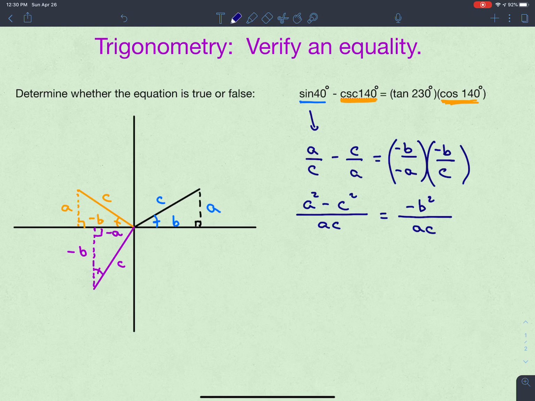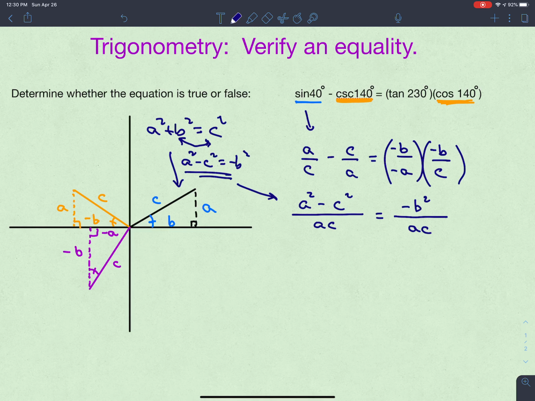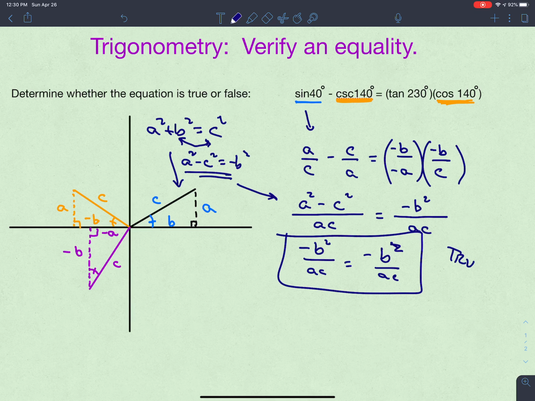All right, well, I do know this in my triangles. It appears that A squared plus B squared equals C squared. So if I swapped these two, I would end up with A squared minus C squared equals negative B squared. So this numerator then can be replaced with the negative B squared that we see on the right there. And indeed, these are the same value. Okay, so this would be a true statement.